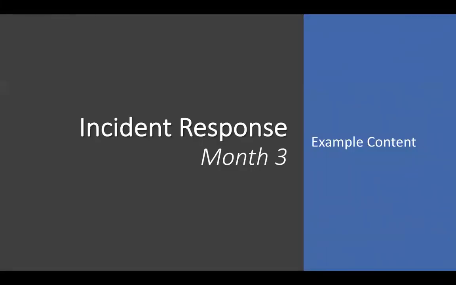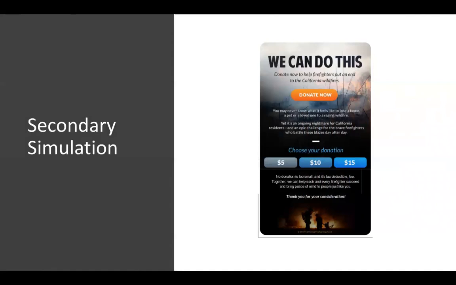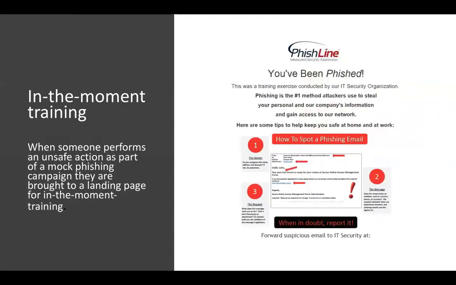The third month of each 90-day email security awareness training will be a second mock phishing campaign for those employees that clicked on the previous month's phishing campaign. This second simulated phishing campaign is sent to only those employees that fell victim to the previous month's phishing. The goal of the secondary phishing campaign is to help your employees learn how to spot a phish. For anyone that does click on the link, they will go to an in-the-moment training page. We will have a link to a video for further training.